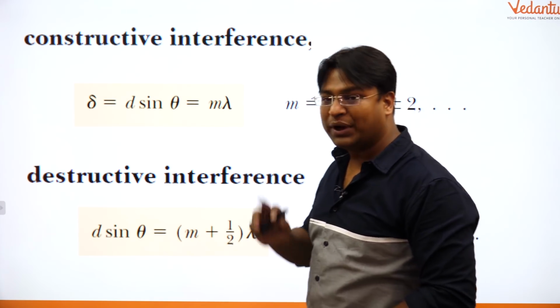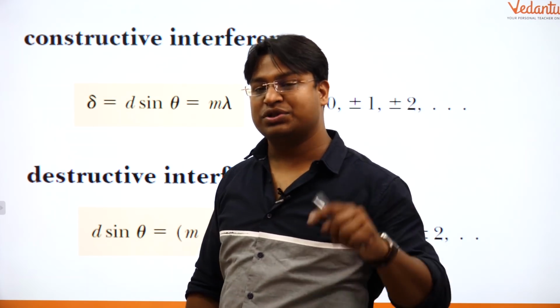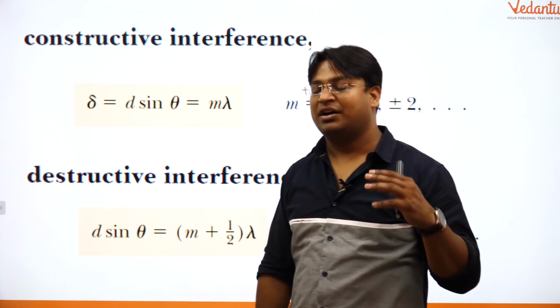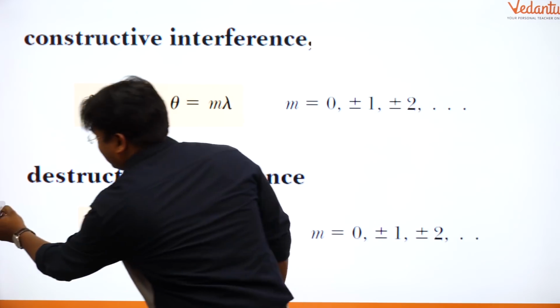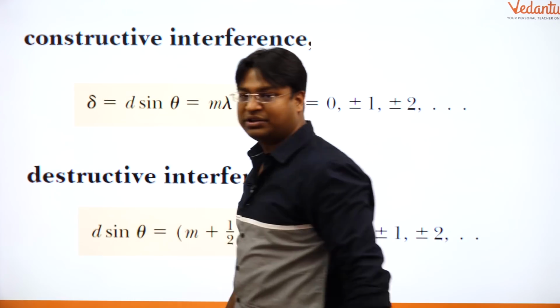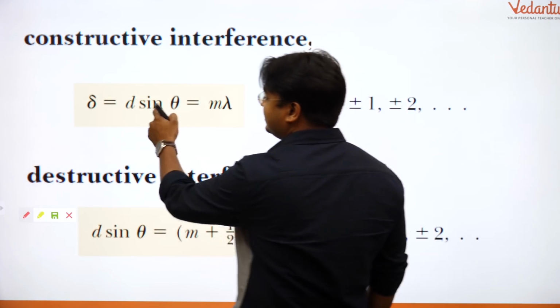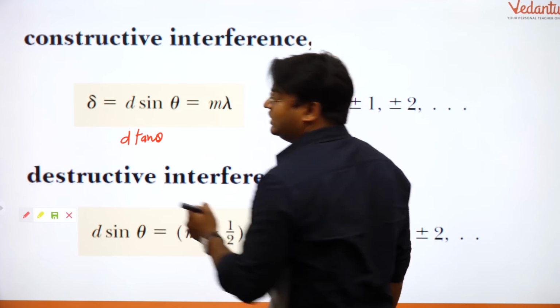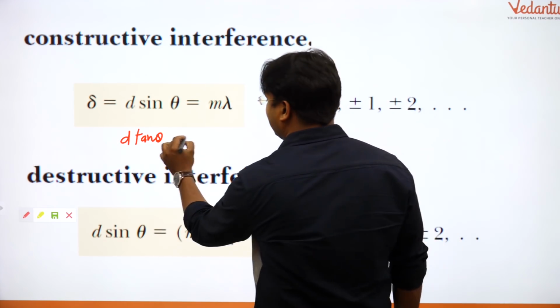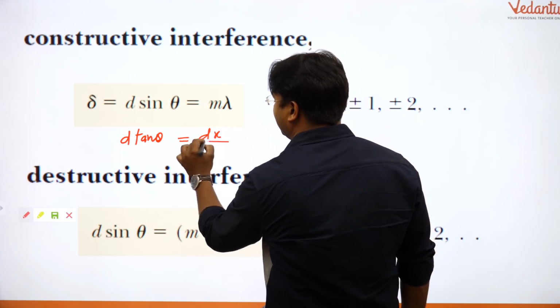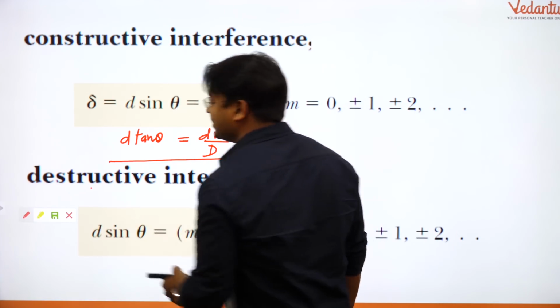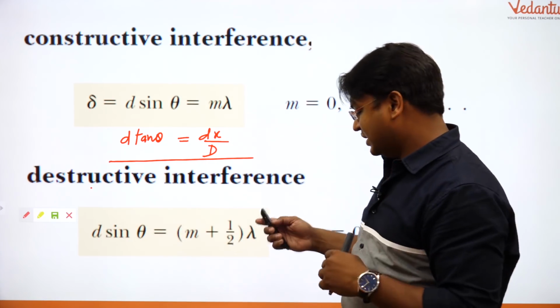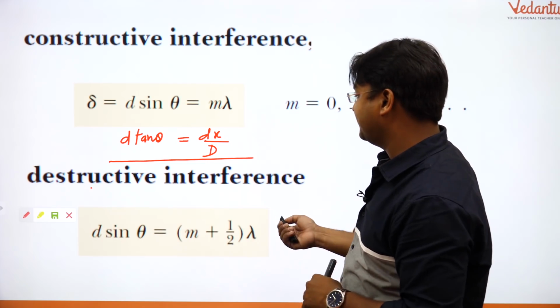Alright. One thing that you may have studied in your coaching institutes or any other institution that you are going to learn things, you may have studied that since theta is small, we can write sine theta as tan theta also, and that ultimately it will become dx by D. What is x? X is the distance. I'll just show you what is x.